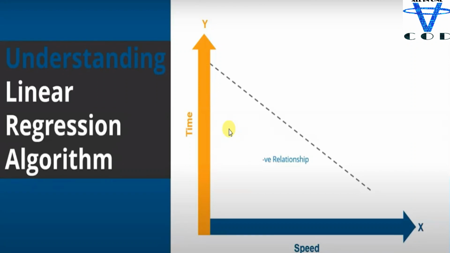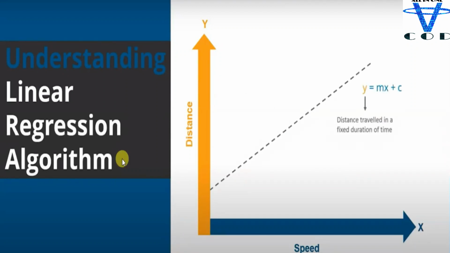Now let's focus on the function of positive and negative linear regression. So the function is y equal to mx plus c. Y is the distance traveled in a fixed duration of time, and x is the speed of the vehicle, and m equal to the positive slope of the line. So here I just created a linear algorithm to find the speed of the vehicle. I used the speed and the distance to find how much distance I cover in a particular time. So again, y is the distance traveled in a fixed duration of time.